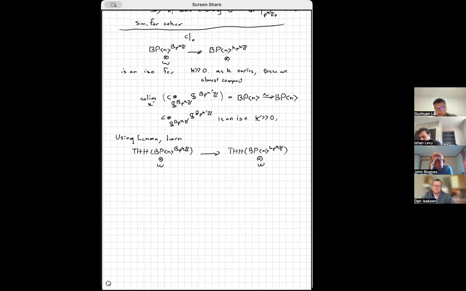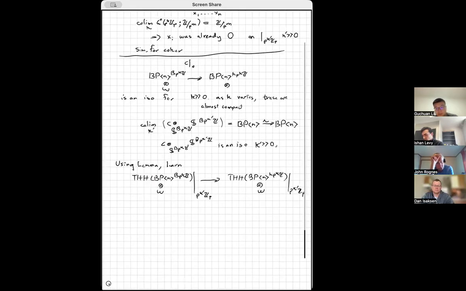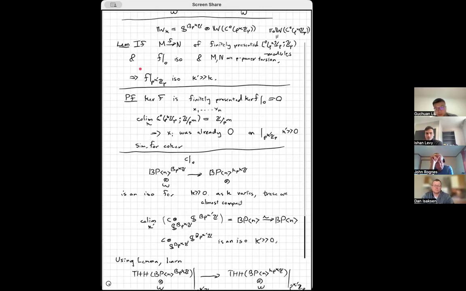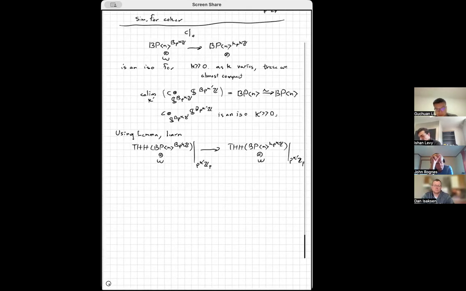And you learn that this comparison map becomes an isomorphism if you restrict to P to the K prime ZP in low degrees. So the point is that you can just look at this map on homotopy groups, and you can apply this lemma up here to this map on homotopy groups, and you learn that this map is sort of an isomorphism in low degrees if you make K prime sufficiently large.